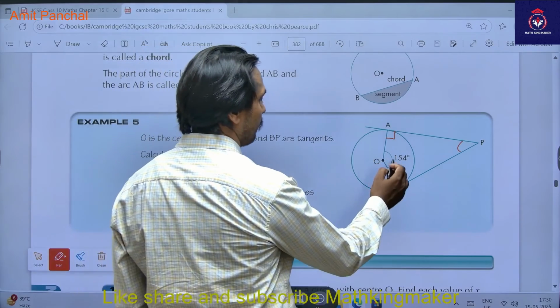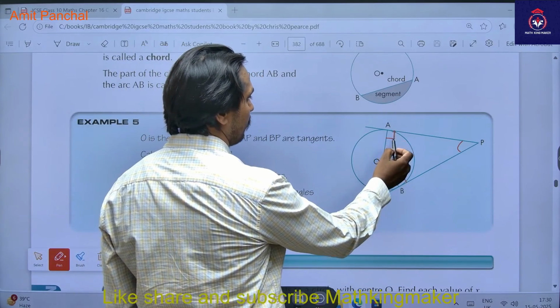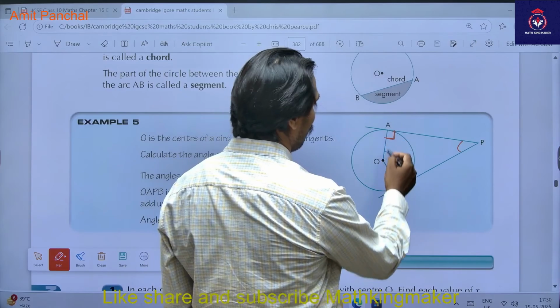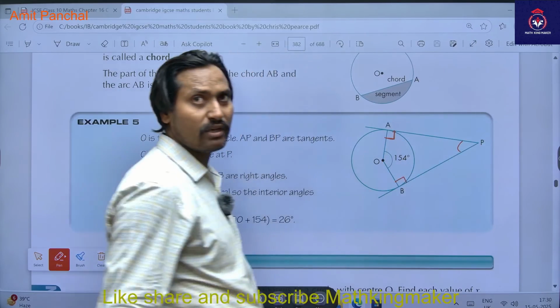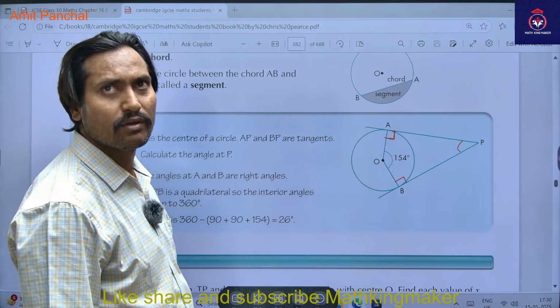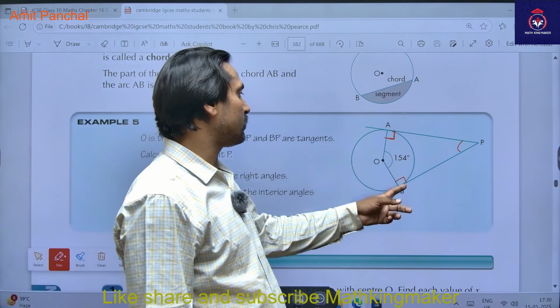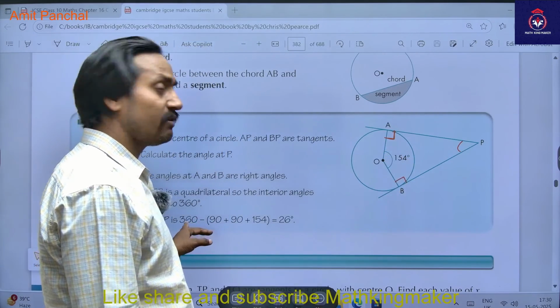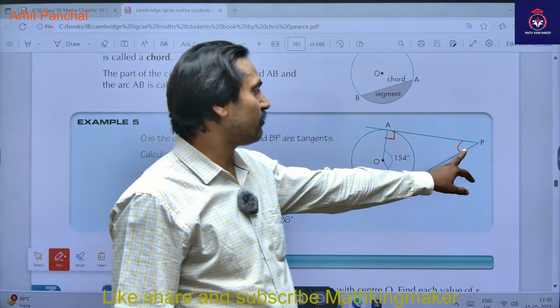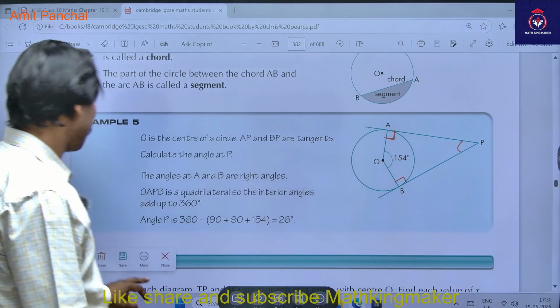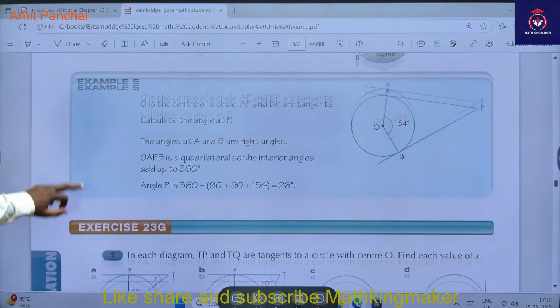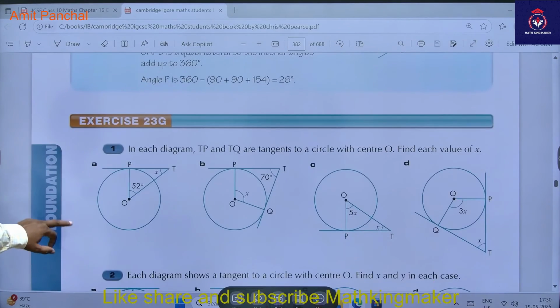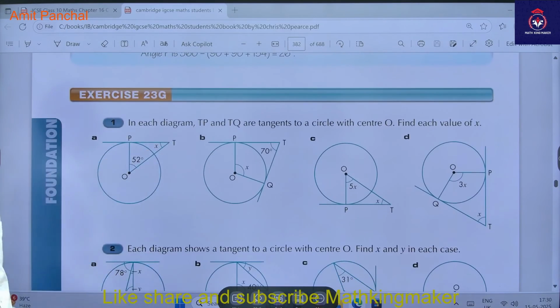This is 154 and this is 90 degrees. So it is a quadrilateral OABP. So 90 plus 90 plus 154 will be subtracted from 360. That will give you this angle P. So 26 degrees. So these are some questions based upon this property of tangent. A tangent always makes a 90-degree angle with the radius.